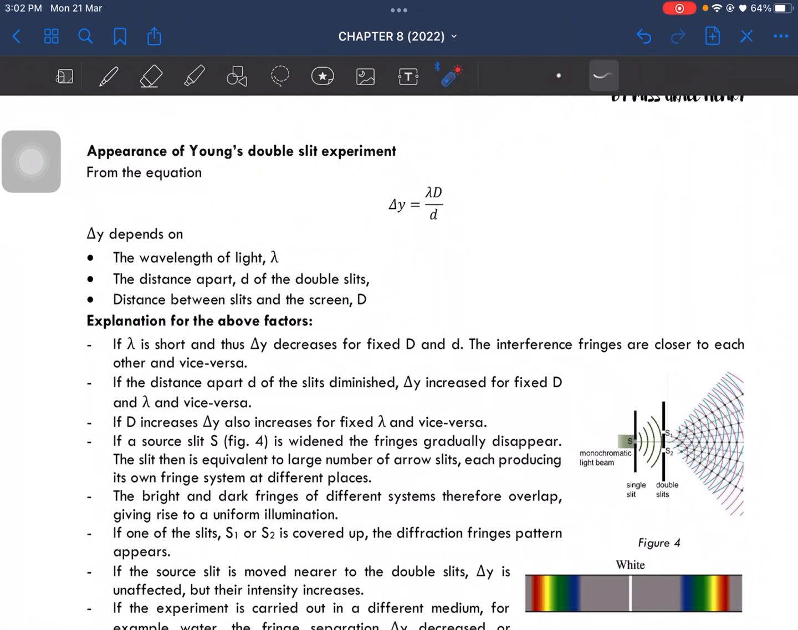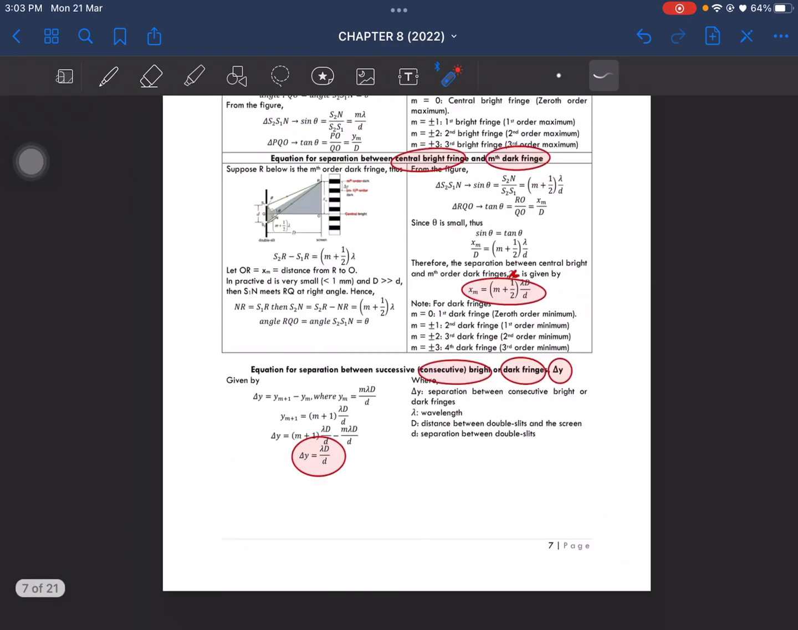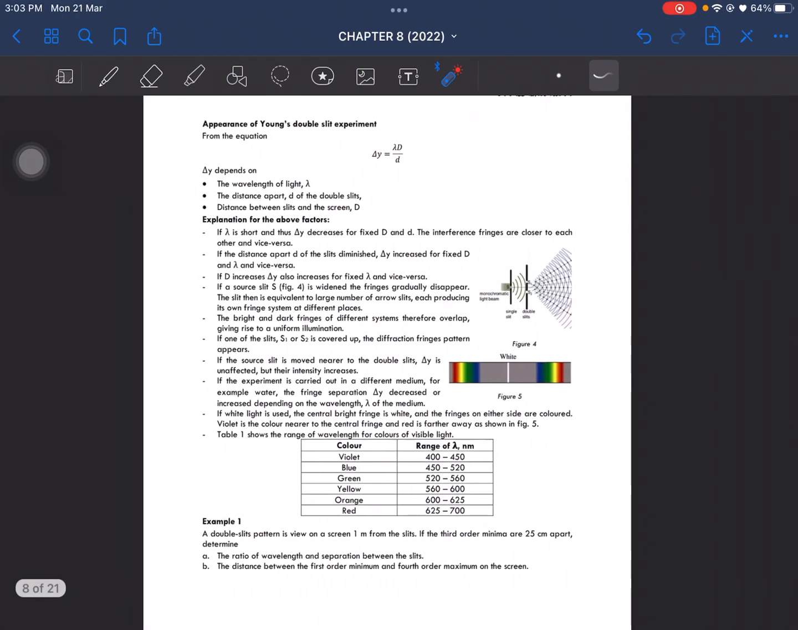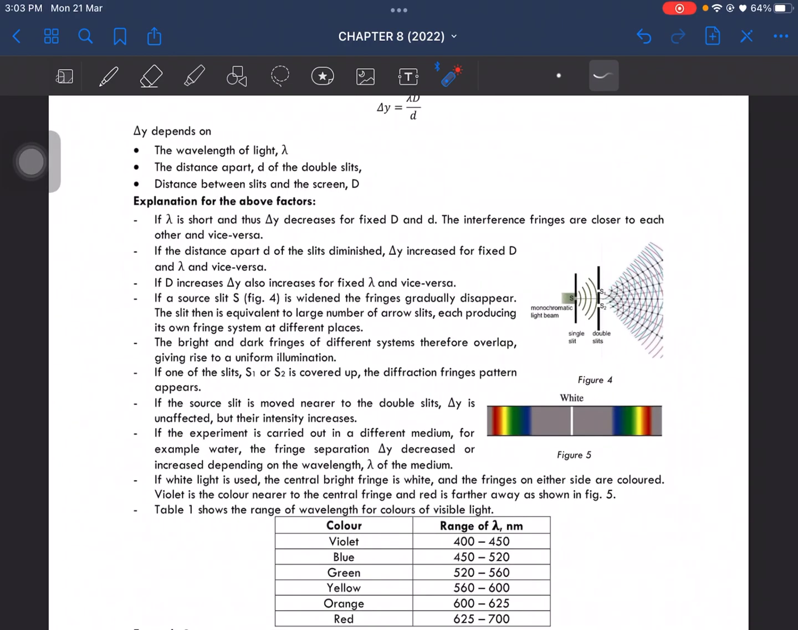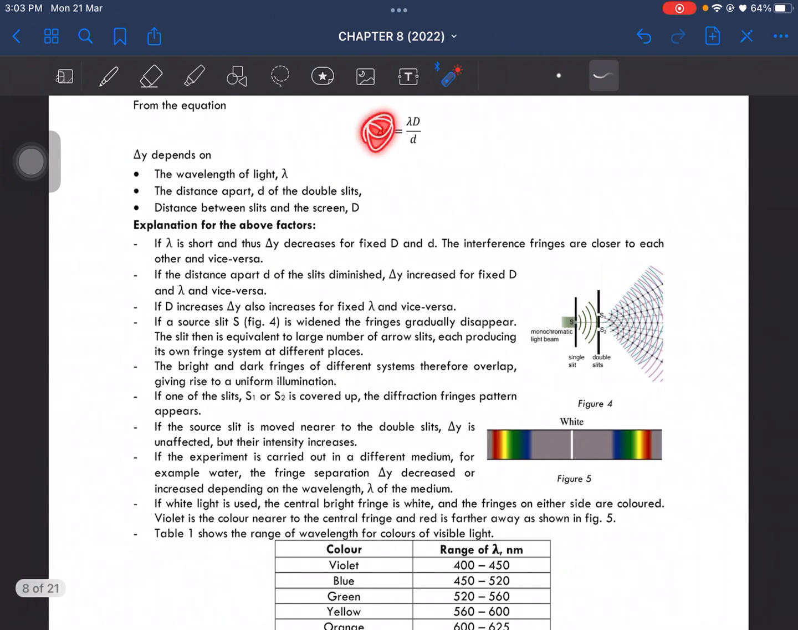So we need to know what is the effect of each of these variables on the separation between consecutive bright or dark fringes, the appearance of the Young's double slit experiment. So delta y here depends on the wavelength of light, the distance apart of the double slits, and then the distance between the slits and the screen. So all three of these have an effect on the separation between consecutive bright or dark fringes.